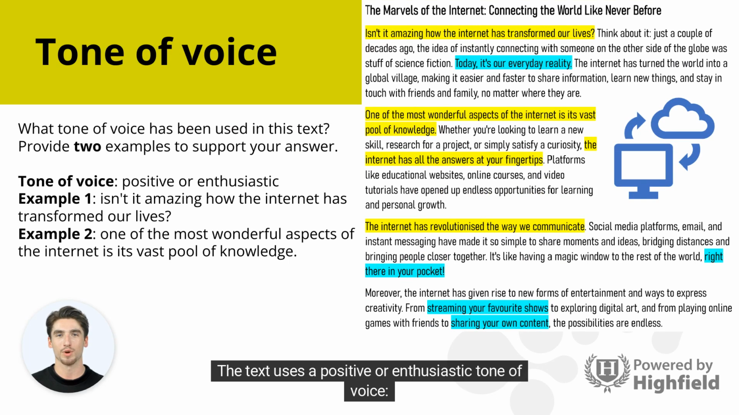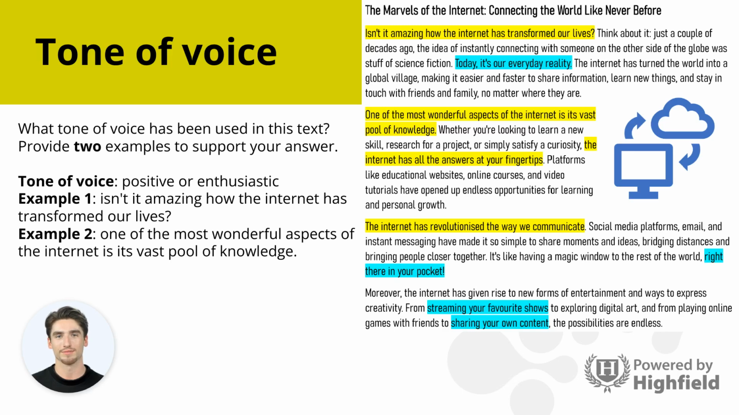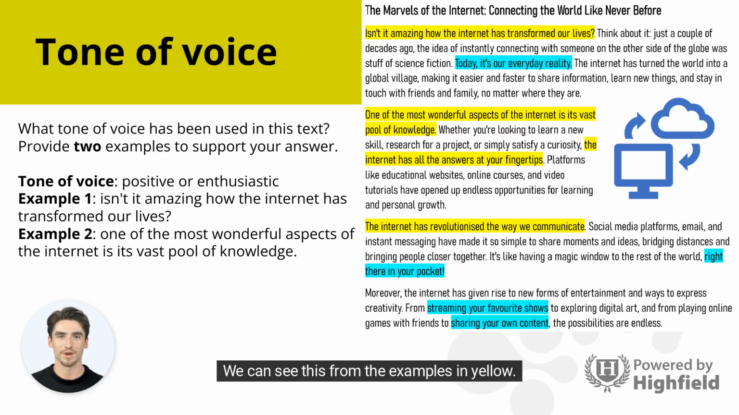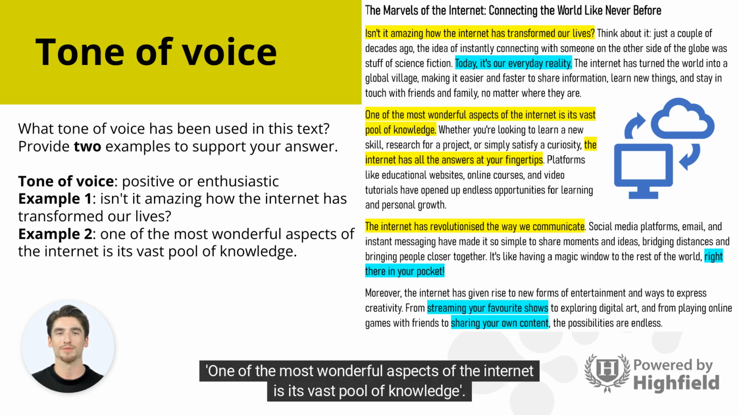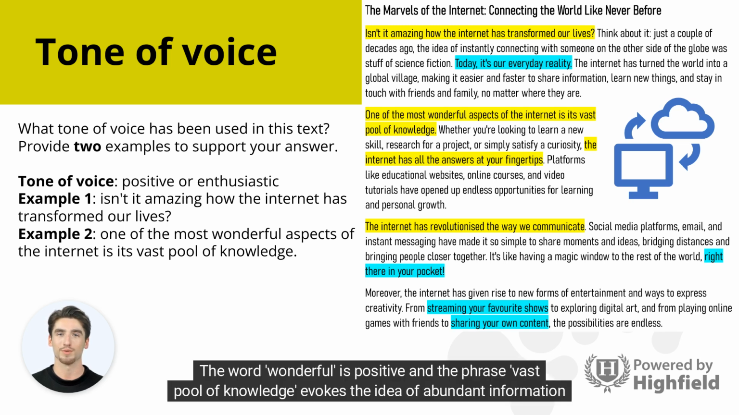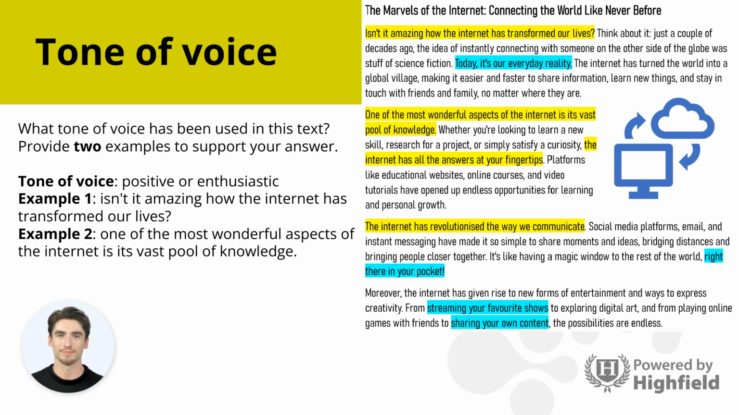The text uses a positive or enthusiastic tone of voice. The writer is excited about the internet, and their tone of voice reflects this. We can see this from the examples in yellow. "Isn't it amazing how the internet has transformed our lives?" The use of the word "amazing" sets a tone of wonder and excitement. "One of the most wonderful aspects of the internet is its vast pool of knowledge." The word "wonderful" is positive, and the phrase "vast pool of knowledge" evokes the idea of abundant information that is readily available.